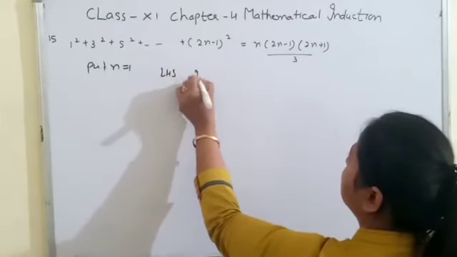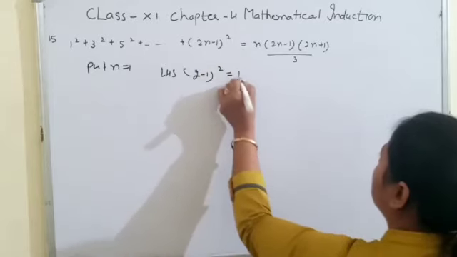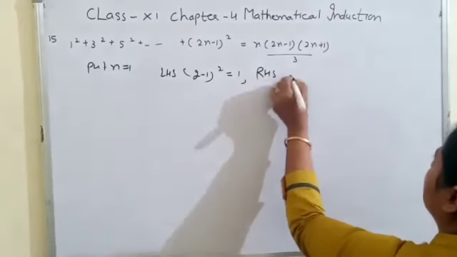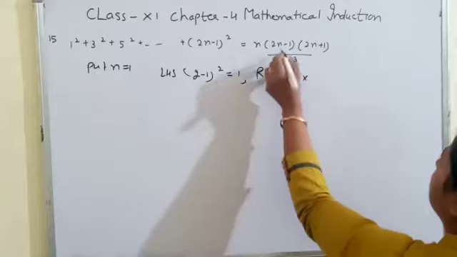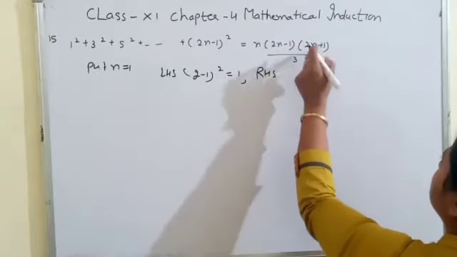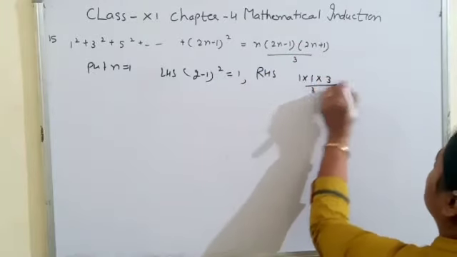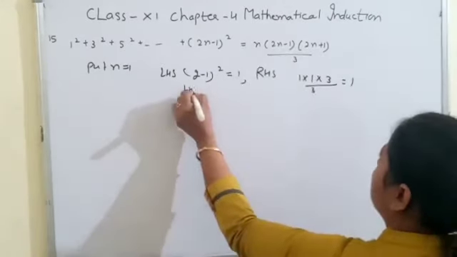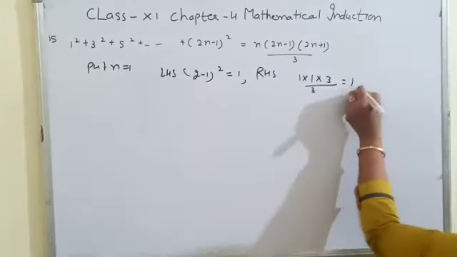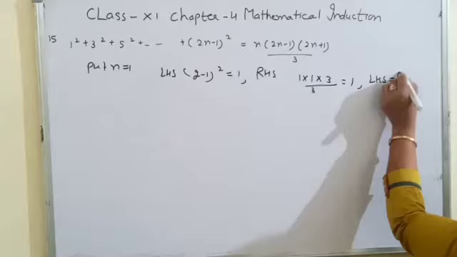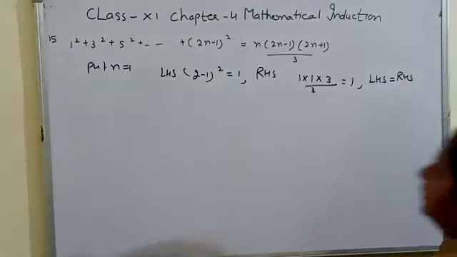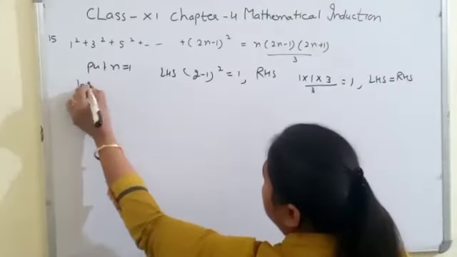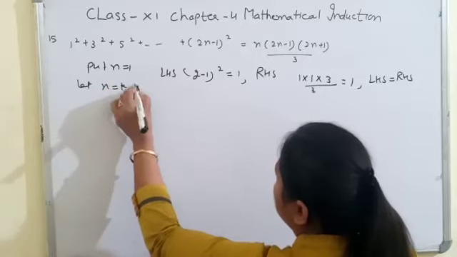Left hand side: (2 minus 1) whole square, it is 1. For the right hand side: 1 into (2 minus 1) is 1, into (2 plus 1) is 3, upon 3. So it is also 1. Left hand side is equal to right hand side. Let n equal to k be true.